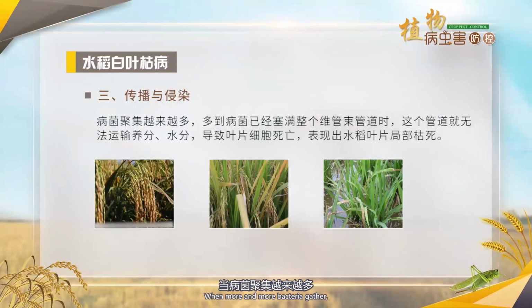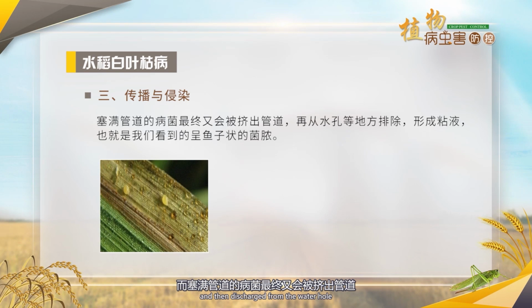When more and more bacteria gather and they have filled the entire vascular bundle tube, the tube will be unable to transport nutrients and water, resulting in the death of leaf cells and the local withering of rice leaves. The bacteria that fill the pipe will eventually be squeezed out of the pipe and then discharged from the water hole and other places to form mucus, that is, the roll-like bacterial ooze we see.